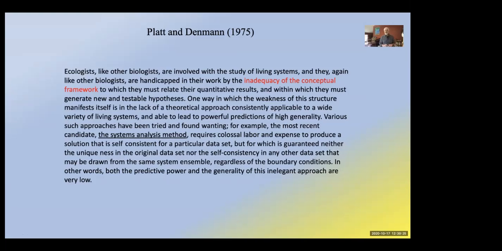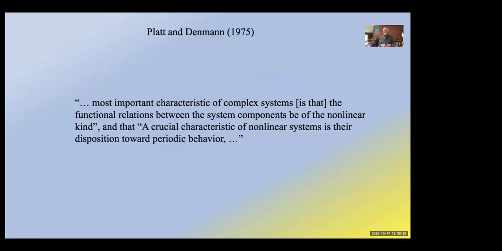That might apply in the present day too. I'm not really sure. We can all think about that. But then they suggest, to solve what they see as a problem, that one of the most important characteristics of complex systems is that the functional relationships between the system's components be of a nonlinear kind. A crucial characteristic of nonlinear systems is their disposition toward periodic behavior.